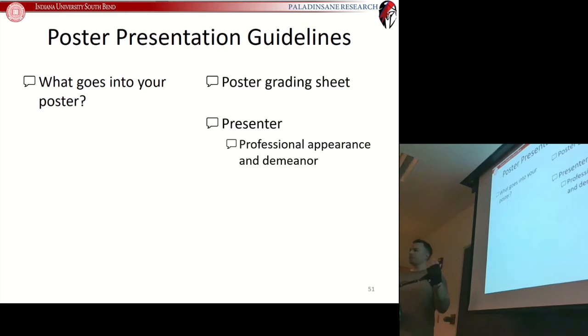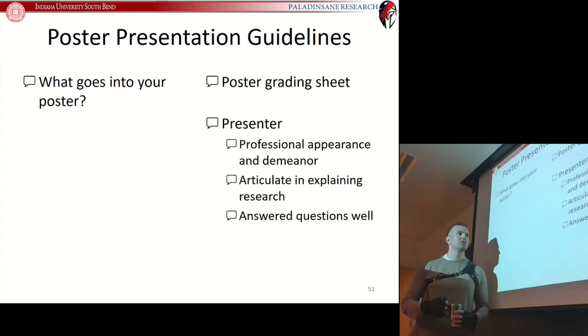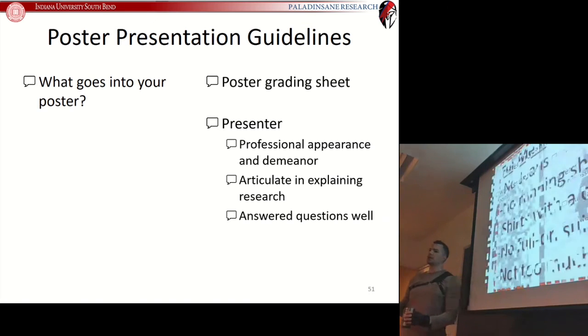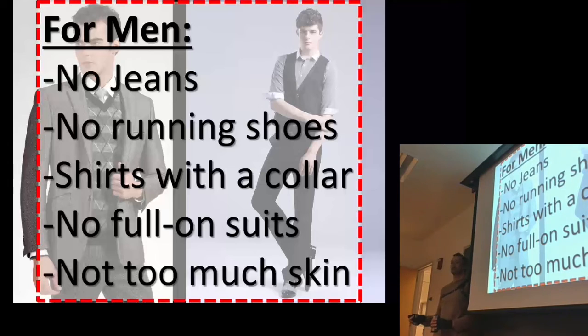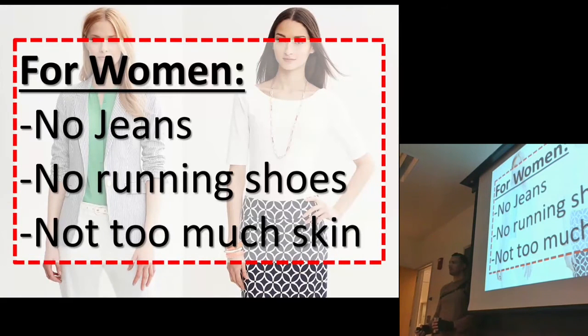Did you have a professional appearance and demeanor? Were you articulate in explaining the research? Did you answer questions well? Answering questions well, we've gone over that. Professional appearance and demeanor is the same as for your oral presentation. For men, no jeans, no running shoes, shirts with a collar, not a full-on suit, not too much skin. For women, no jeans, no running shoes, not too much skin. That is still in effect for your poster. And in terms of articulating research, you'll have your strategies for answering questions ready to go, so you should have no issues explaining what you did for your project.